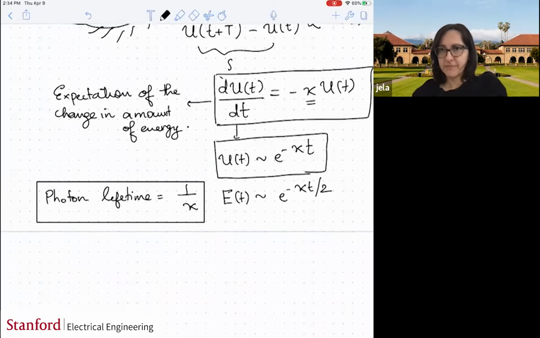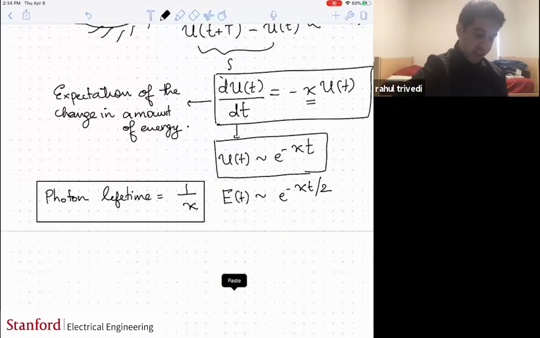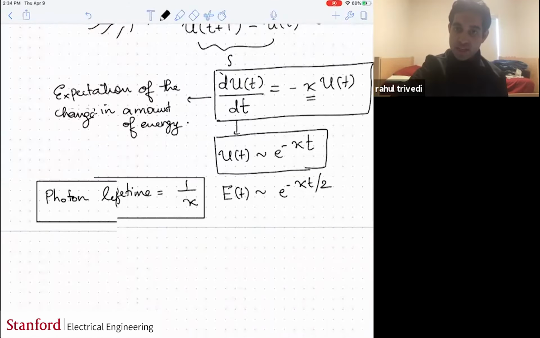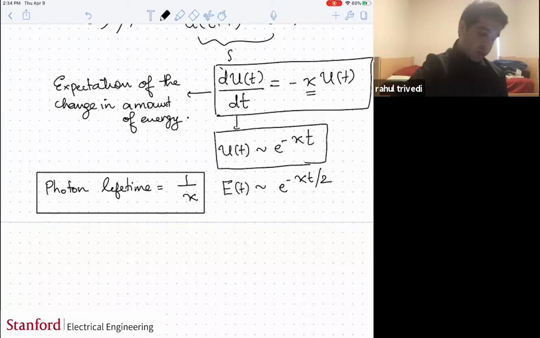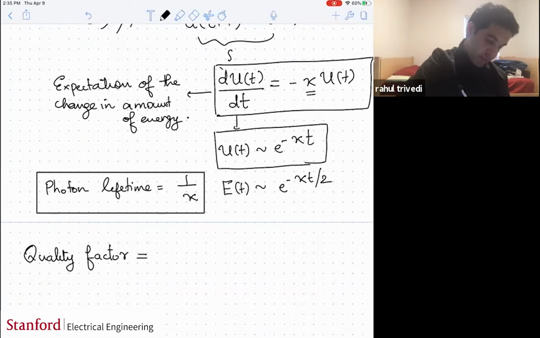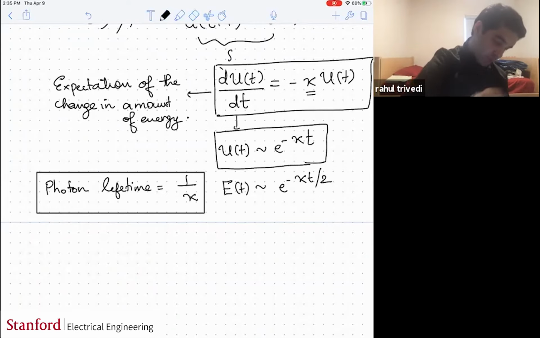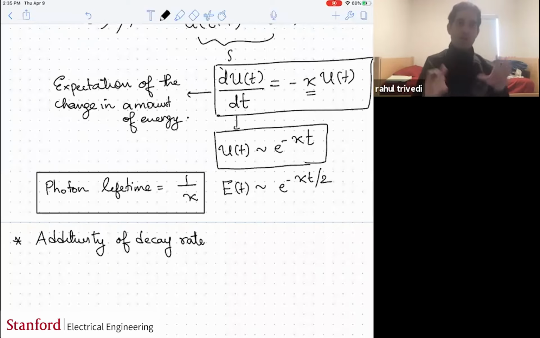Right. So the other important metric that we often define with respect to these cavities is this quality factor. Sorry, before we go on to quality factor, let me make another point about these decay rates. That is the additivity of the decay rates. We'll see this very explicitly when we talk about coupled mode theory and build models of how cavities and different loss channels are interacting.